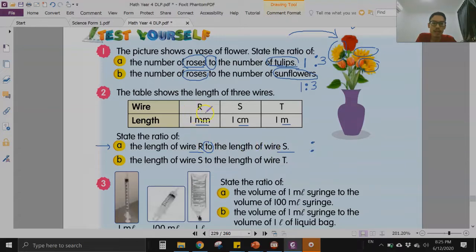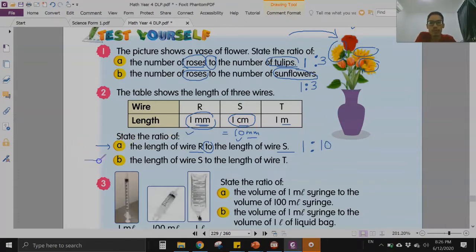Now R to S. R is 1 mm, S is 1 cm. So remember, you have to make sure the units are the same first. So 1 cm also equals 10 mm. So now that the units are the same, you can do the ratio 1 to 10. So R is 1 mm, S is 10 mm. So the ratio is 1 to 10.